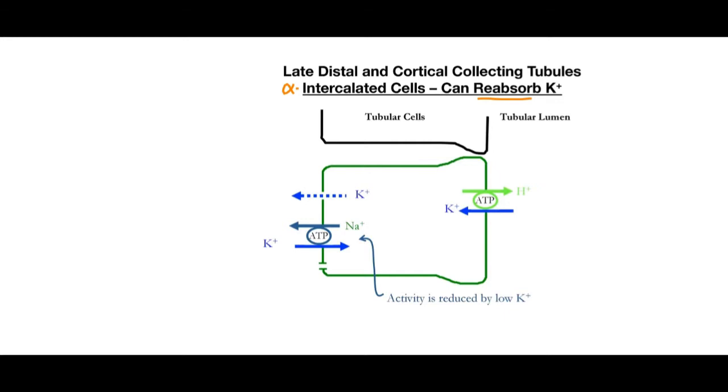So your alpha intercalated cells are sometimes referred to as your acid-secreting intercalated cells, because your beta intercalated cells secrete bicarbs, so they would be your bicarb-secreting intercalated cells. On the basolateral side, we're looking at the same NAK pump and also some potassium channels that help with just recycling to make sure that sodium-potassium pump is continually fueled.